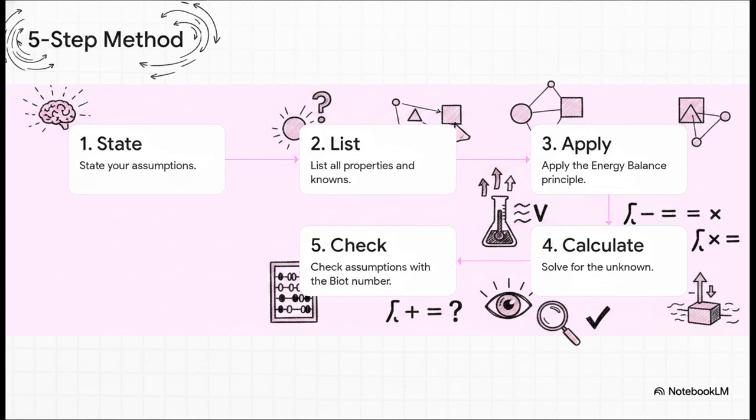1. State your assumptions. 2. List out all your properties and knowns. 3. Apply that powerful energy balance principle. 4. Do the math. And 5, and this is the critical one, don't forget it, always, always check your assumptions using the Biot number. You follow these steps and you will nail these problems every single time.